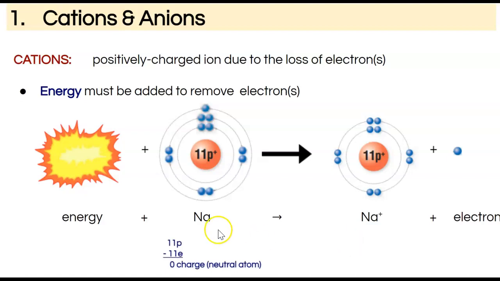If we look at the charges, we know that a neutral atom will have the same number of protons and electrons. In this case, what I've created is a situation where I've taken away an electric charge. So I have an overall positive 1 charge. That makes this a cation.